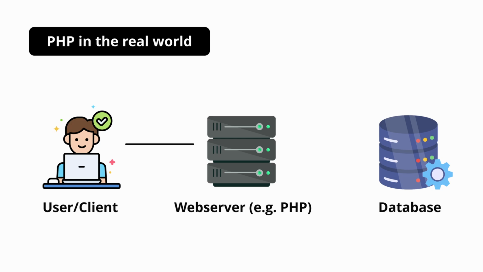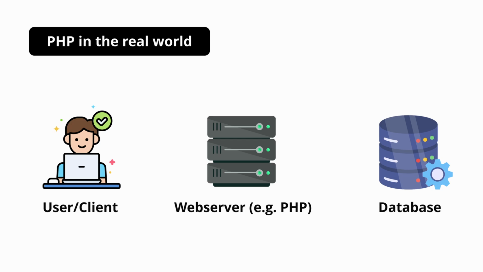For example, if a user tries to send malicious input, PHP can validate and sanitize the data first and prevent harmful code from ever reaching the database. The database is usually also stored on a server. It can be the same server that your PHP code is running on, but it can also be a different server.